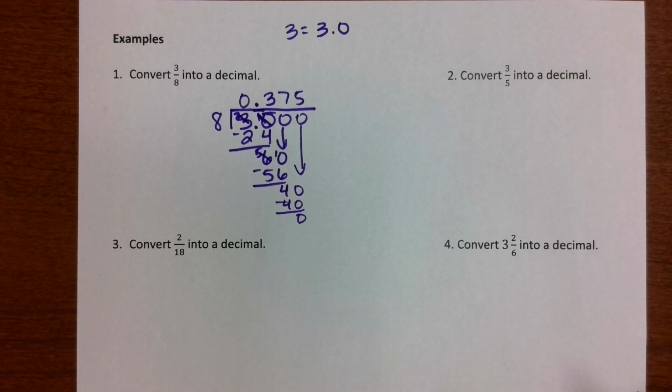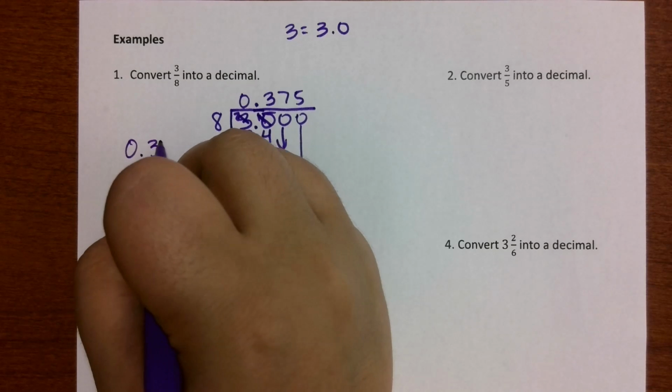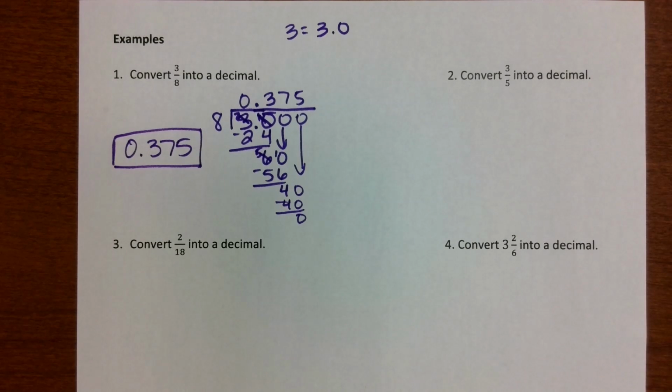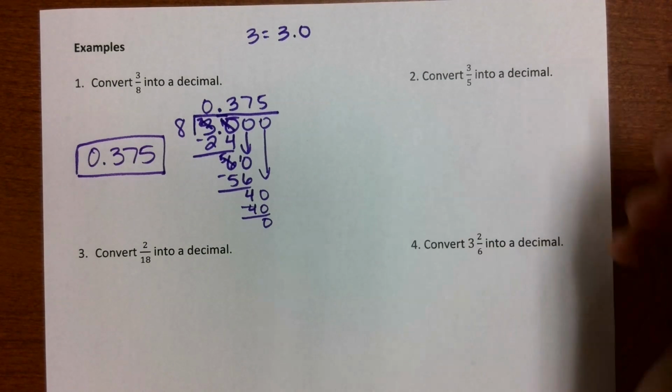Alright, and once I get a remainder of 0, I can stop. So my decimal equivalent of 3/8 is 0.375, or 375 thousandths.